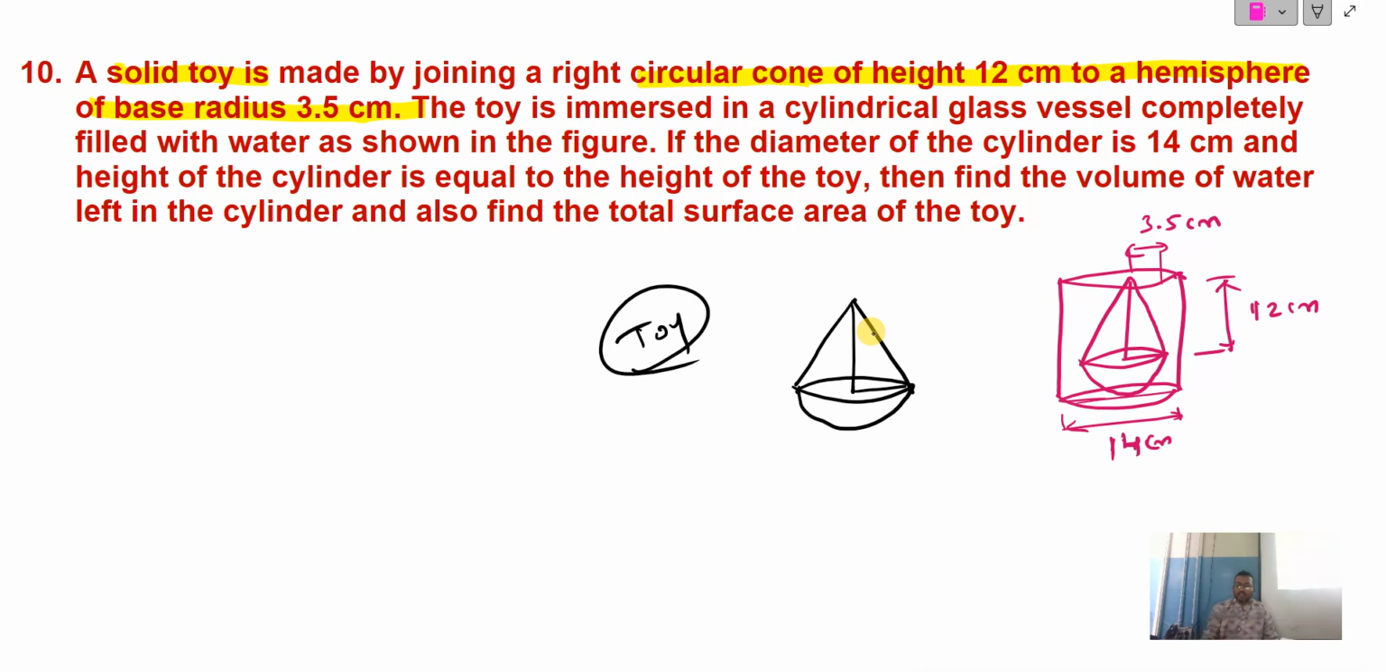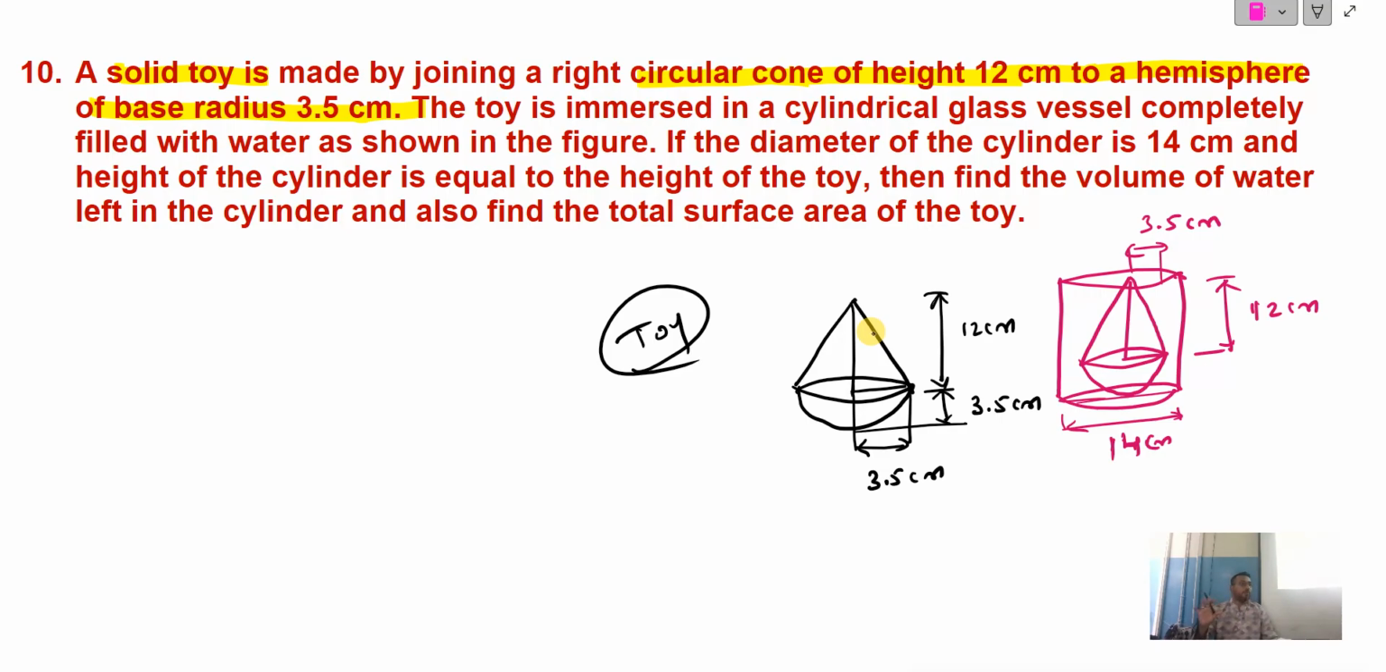How is the toy made up? The toy is made up of a cone and one hemisphere. They have given the dimension: the height of the cone is 12 and the radius of hemisphere is 3.5. By using the radius, we can tell even the height of the hemisphere is 3.5. Now we can say that the total height of the toy is 12 plus 3.5, 15.5 centimeters. Any doubts? We have done the basic analysis of what they have given in the beginning. Now what is happening? Observe. Very interesting.